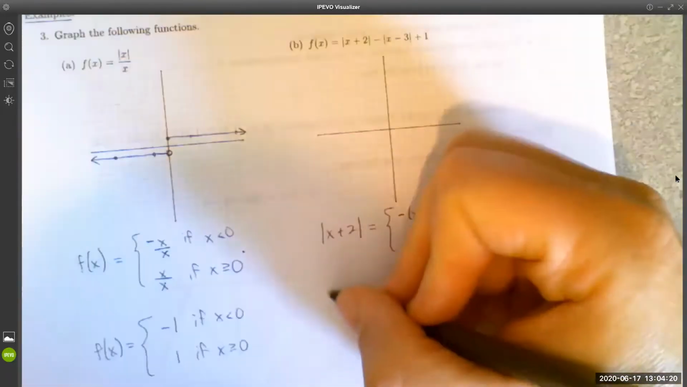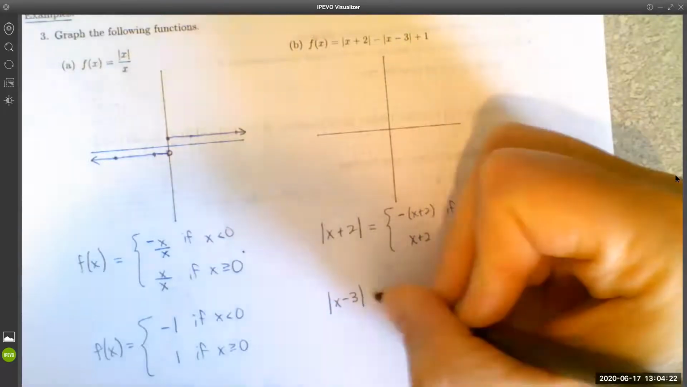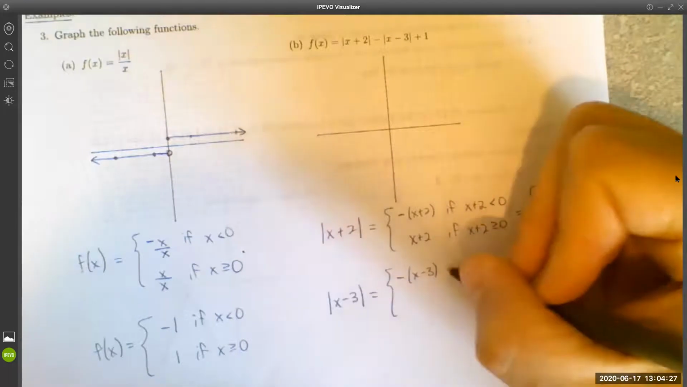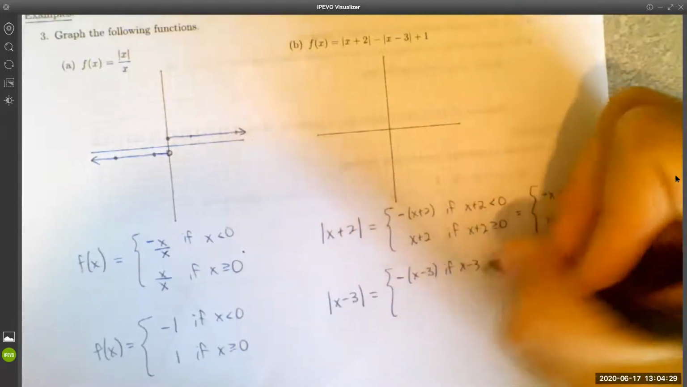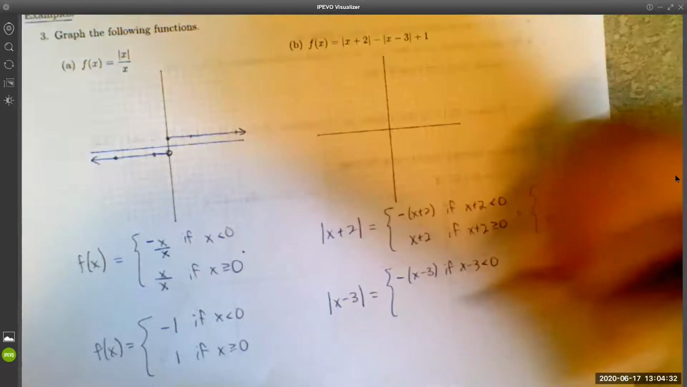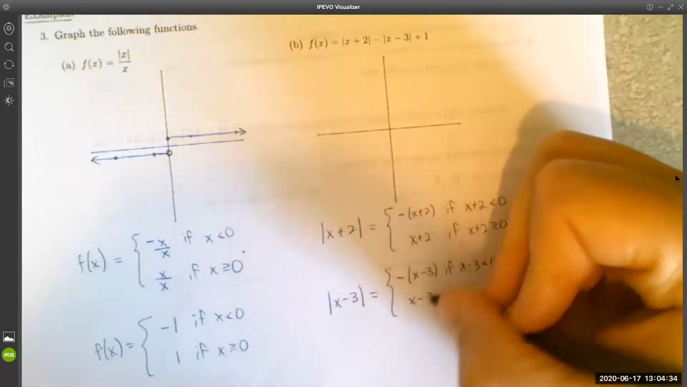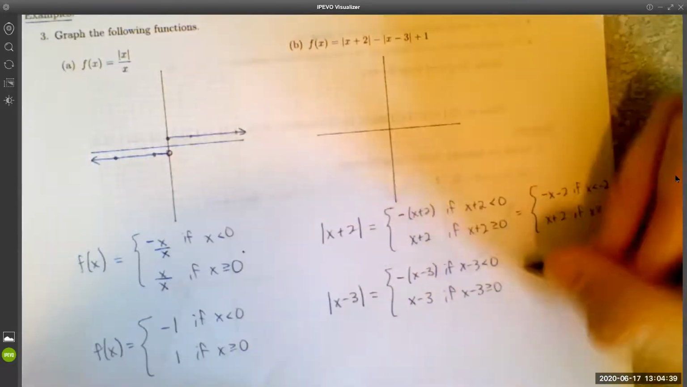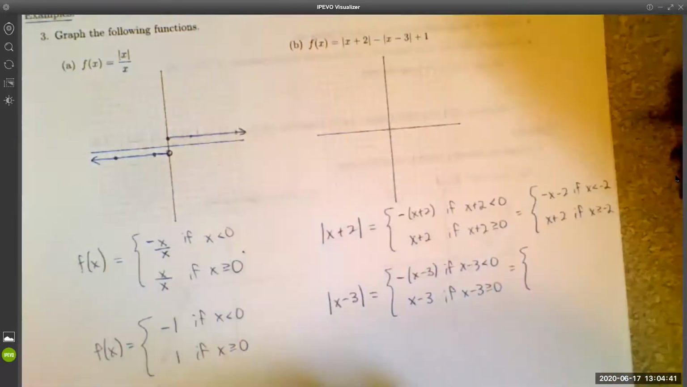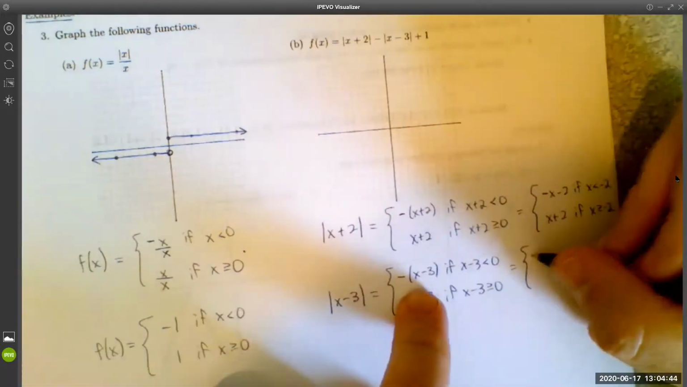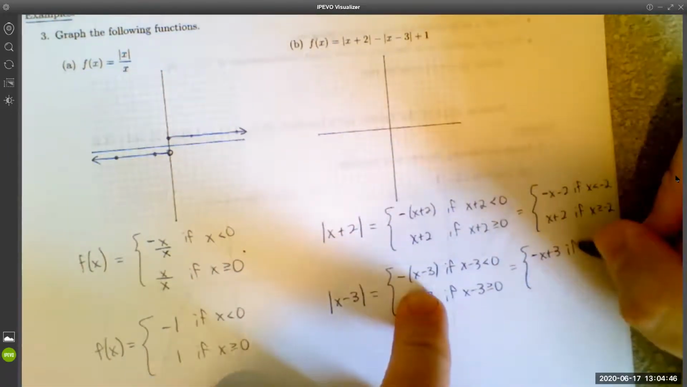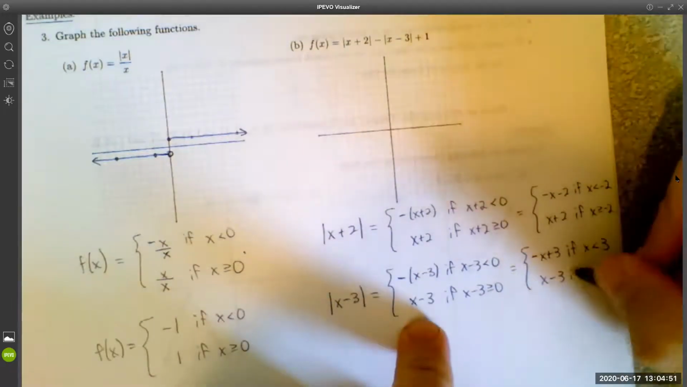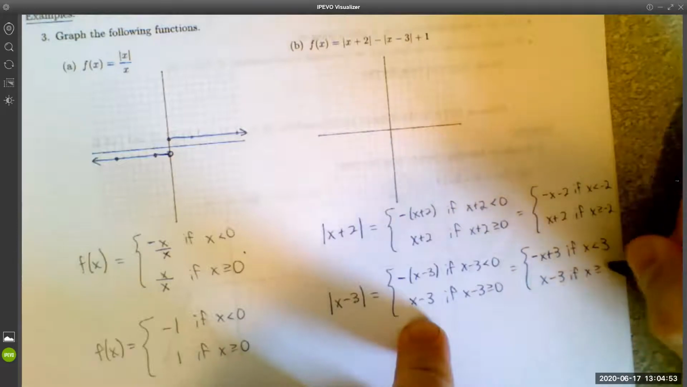Absolute value of x minus 3 is similar. It's going to be negative x minus 3 if x minus 3 is less than 0, and it's going to be positive x minus 3 if x minus 3 is greater than or equal to 0. So simplifying that a little bit, we're going to have negative x plus 3 if x is less than 3, and we're going to have x minus 3 if x is greater than or equal to 3.